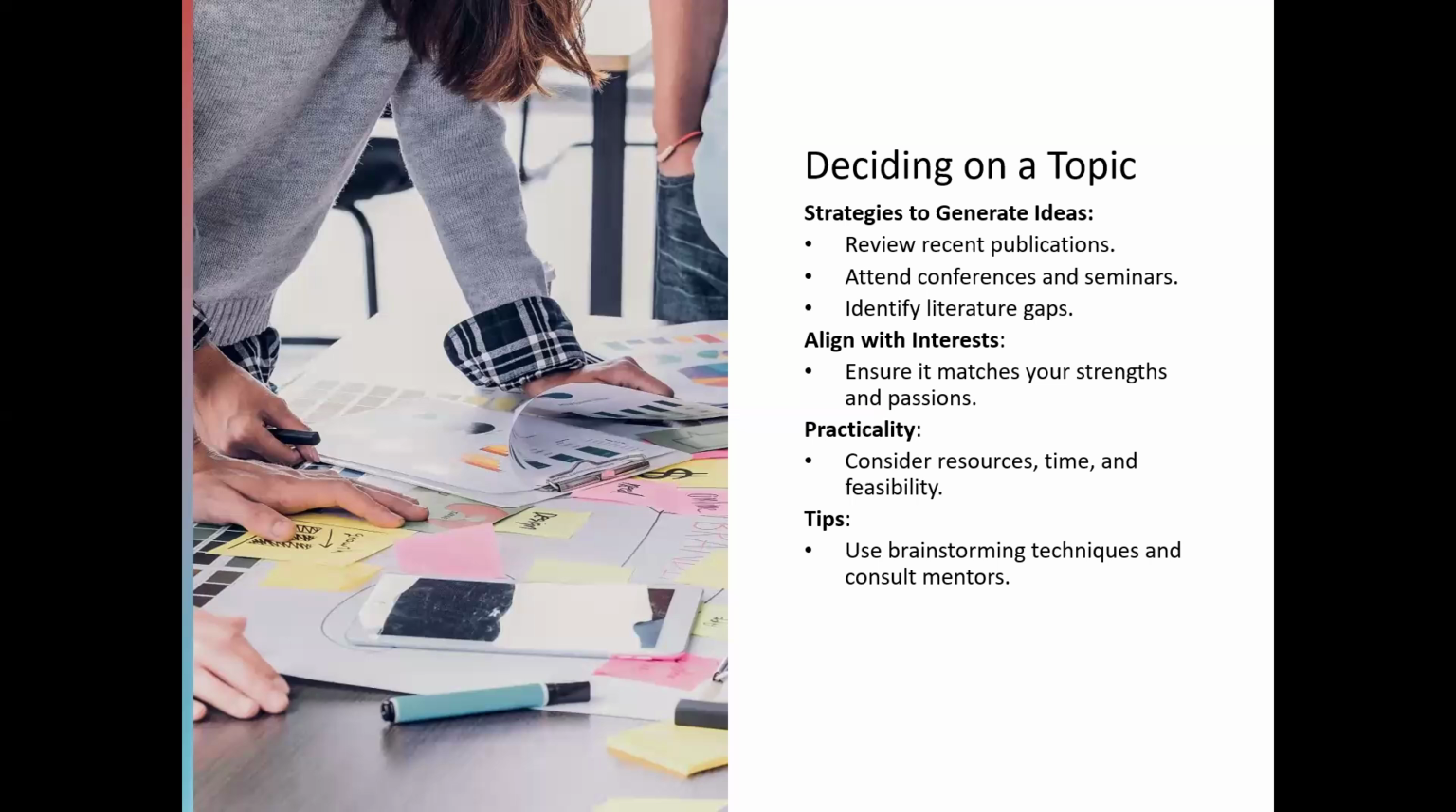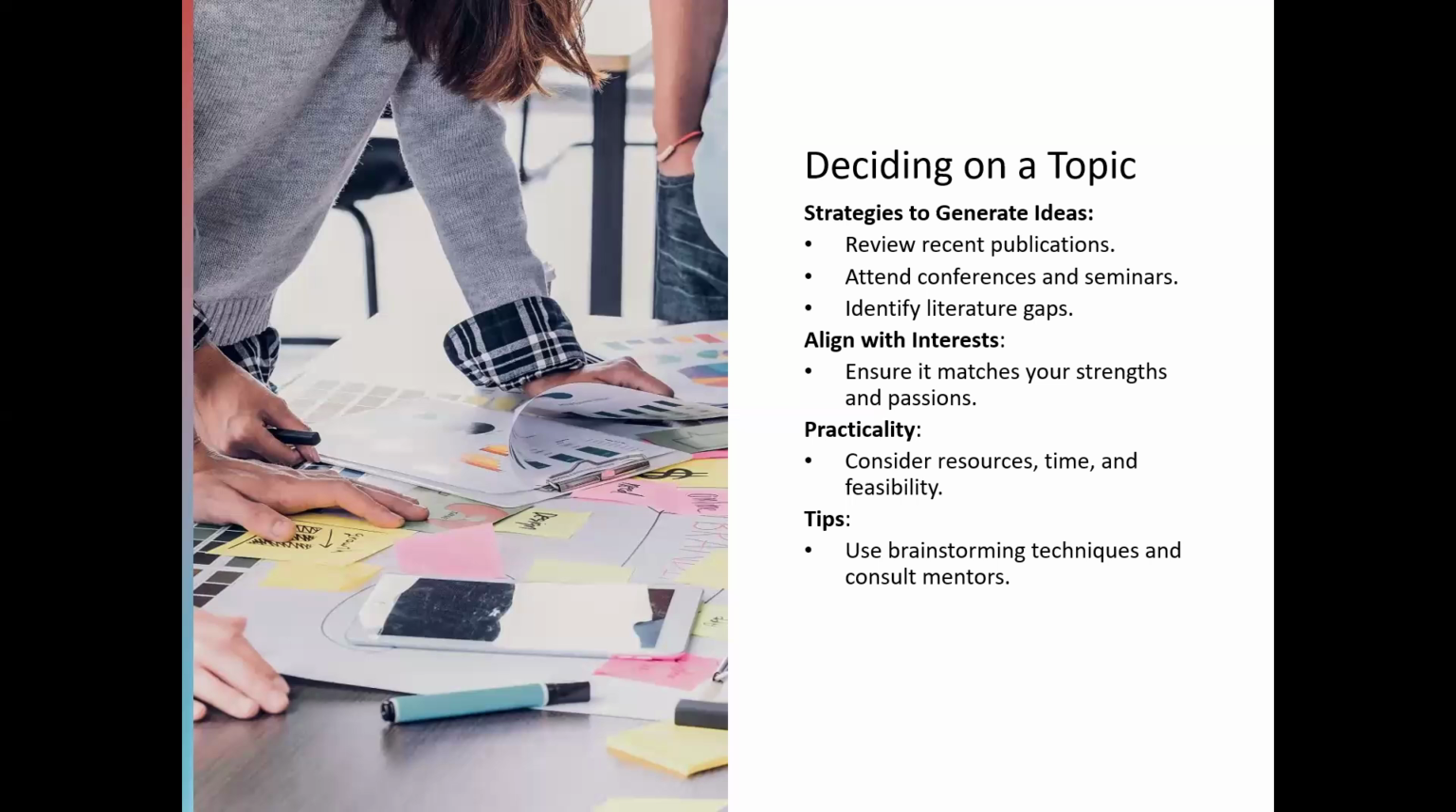Now your topic must be aligned with your interest, and make sure that it definitely matches your strengths and passion, because if your passion and your strengths are in cardiology or diseases related to cardiology, and you are trying to write a research proposal in neurology or some other field, gastro or gynecology or anything, then it would be difficult for you to write that. So your research topic must align with your strengths and passion.